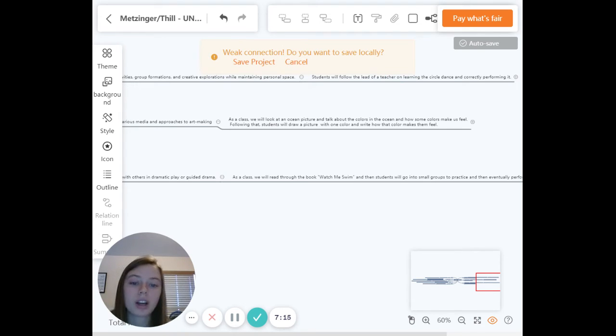And then after we talk about this, there won't be that many colors in the picture, so that way we're not overwhelming them with the colors we're talking about. There'll just be a few. Following that, students will draw a picture with one color and write how that color makes them feel. So for example, they could draw a starfish with the color yellow, and then below they would write, yellow makes me feel happy. Or they could draw an orange fish and say, orange makes me feel.